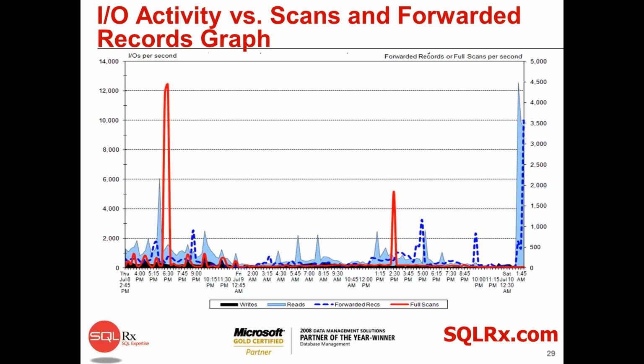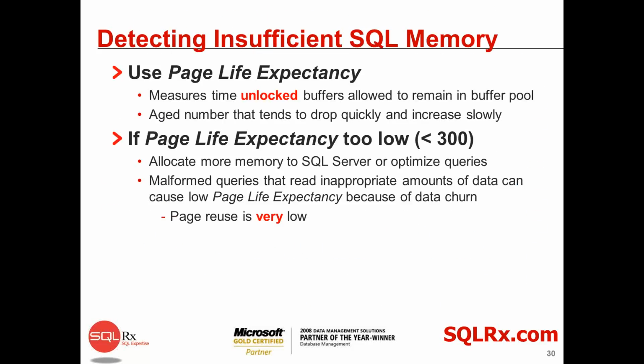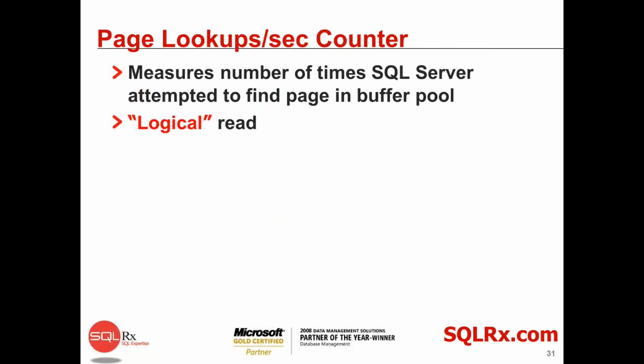So if you have below 300 seconds, you want to allocate more memory to SQL Server, or maybe optimize your queries so you're not doing sorts. And again, you want to avoid data churn because that can cause low page life expectancy, because you basically read something in and throw it out and bring something in to replace it.